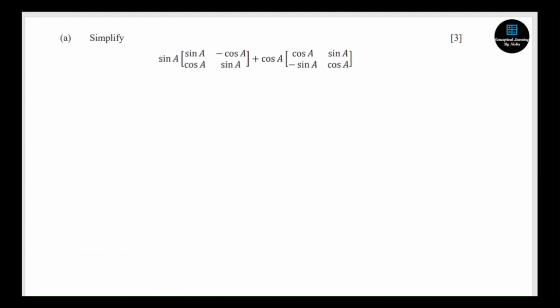Now this is a combination of matrices and trigonometry. Alright. So very interesting question. So let's do it. So first of all, see, here it is nothing but multiplying the matrix with a real number. So sin A is any real number. If I multiply, I have to multiply to each of the elements. Alright. So I'll get sin square A, minus sin A cos A.